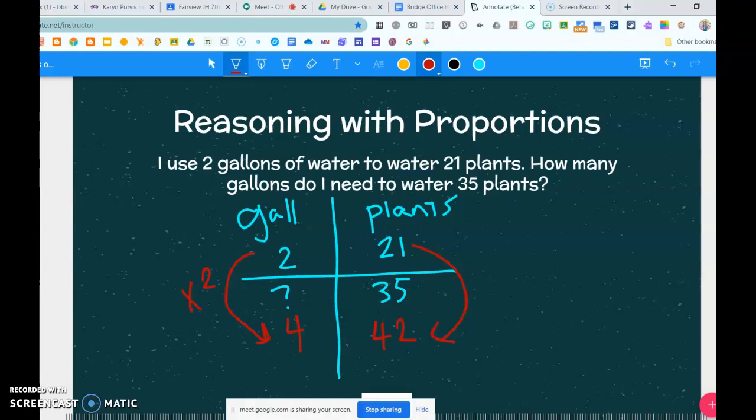Let's see what 3 would be. If I do 2 over 21 equals 3 over, we don't know. Can I multiply something times 2 to get 3? 1.5, right? Okay, so let's do 21 times 1.5. That gives me 31.5. Okay, so 3 would be 31.5, and I'm looking for 35. So I know it's a little bit bigger than 3, okay?